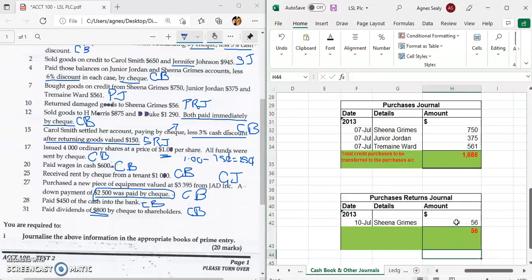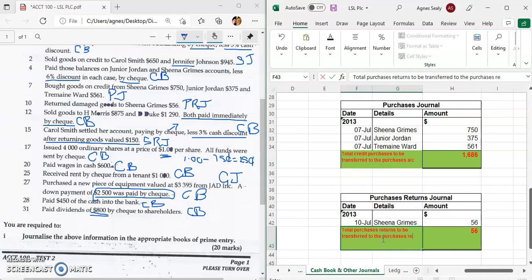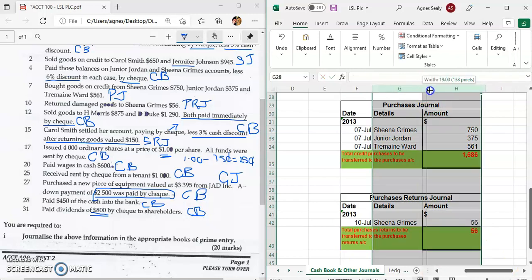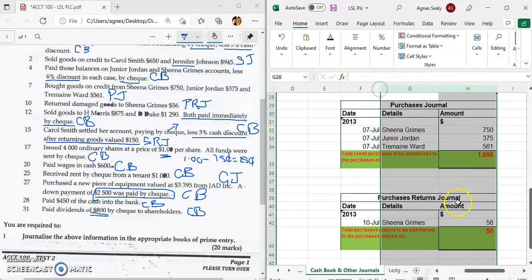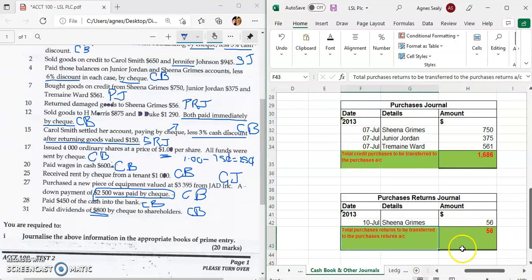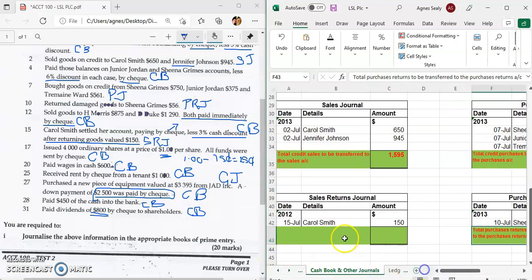Although it's only one for the purchases return, we'll still do our total, and we'll say total purchases returns to be transferred to the purchases return account. So we will say this. The reason why we are stating these things here is because we want to be mindful of where we are transferring these totals to, which accounts we want to be putting these totals into.